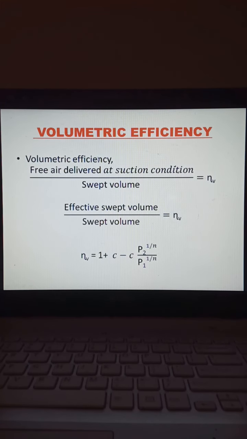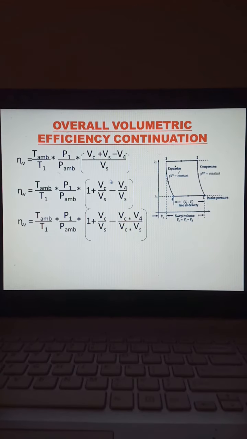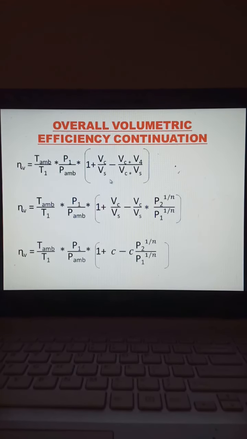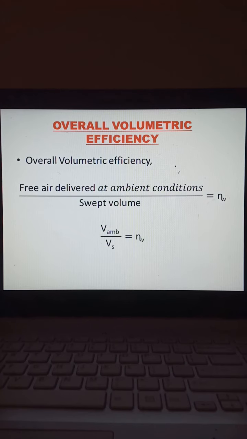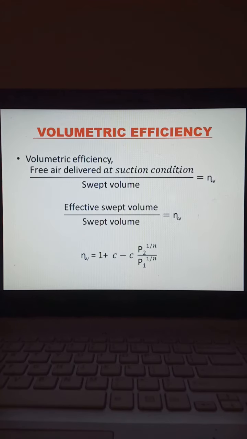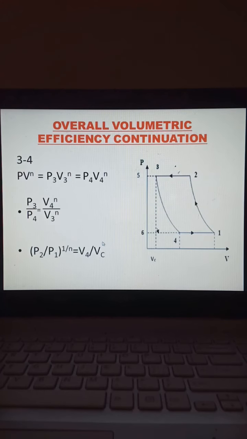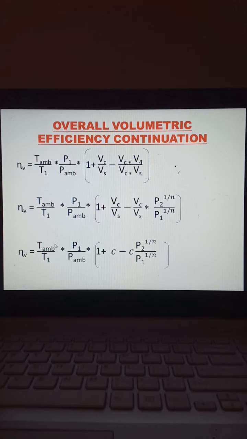So, what do you mean by volumetric efficiency? Volumetric efficiency is nothing but the free air delivered at suction condition divided by shift volume. Overall volumetric efficiency is the free air delivered at ambient condition, right? The main difference between overall volumetric efficiency and volumetric efficiency is that in overall efficiency there is ambient condition, whereas the free air delivered at suction condition divided by shift volume is known as volumetric efficiency.